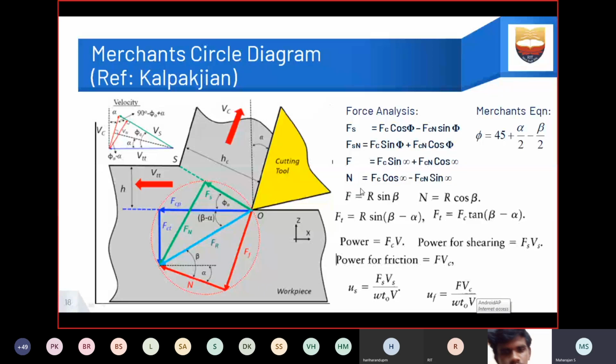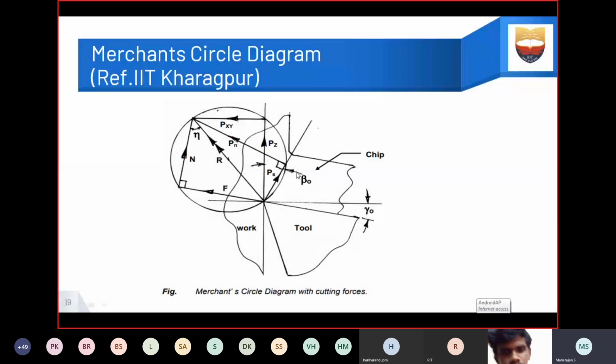So this is the merchant circle diagram. Both of these diagrams are the same. This diagram is from IIT Kharagpur. I explained both are the same, completely, there is no difference. This is how the forces lie: the cutting force, normal to the cutting force, frictional force, normal to the frictional force, and the shear force, which is Fs, and normal to the shear force.